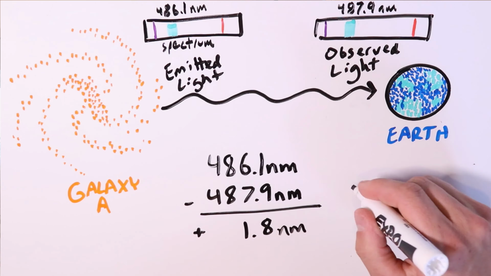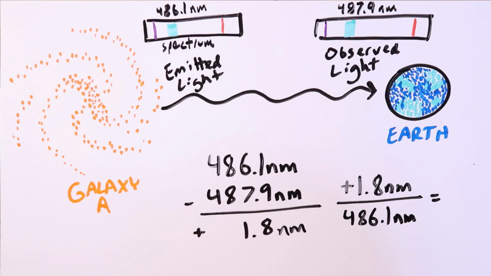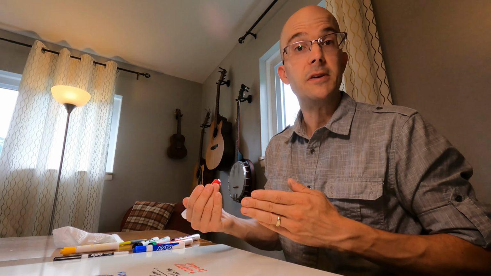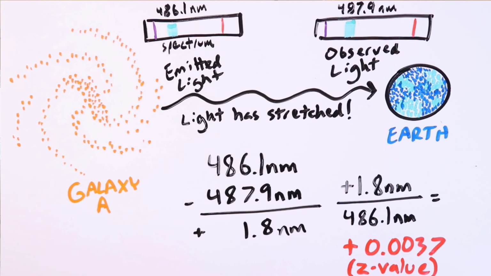By taking this positive difference and dividing it by our baseline value of 486.1 nanometers, we get the value positive 0.0037. This is called the galaxy's z-value. Since the z-value for Galaxy A is positive, it means that the galaxy is moving away from us and so has a redshift. Between being emitted by that galaxy and traveling through space and reaching us, that light has been stretched out.